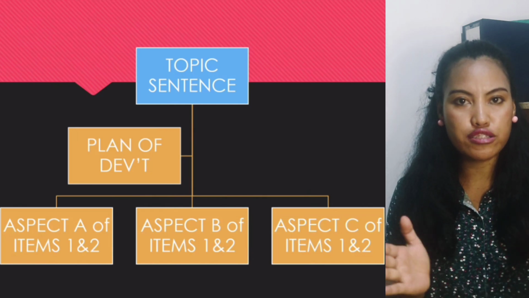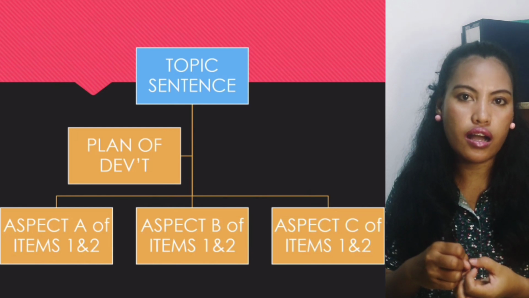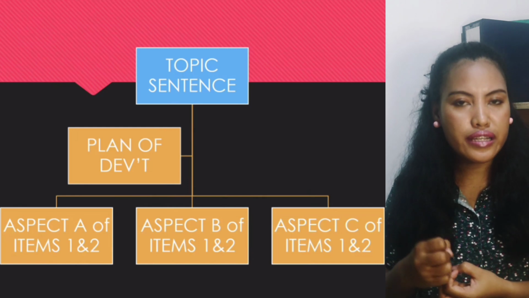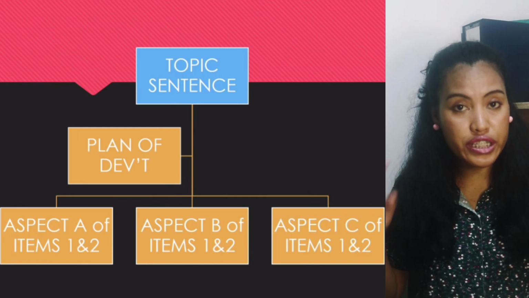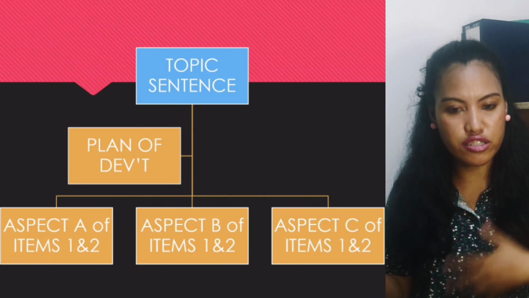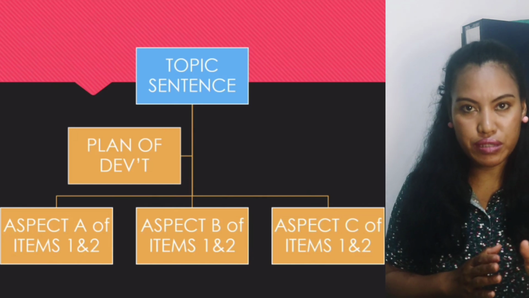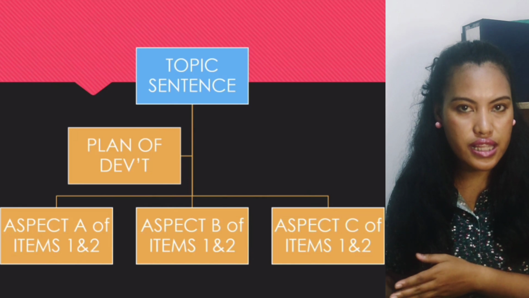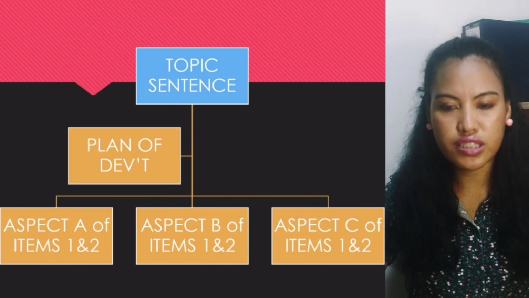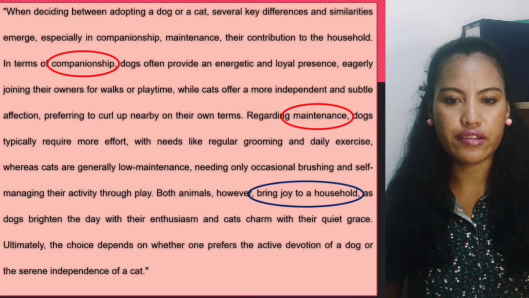Aspect A is the characteristic that will be the focus of your comparison or contrast. The word items here refers to the items that we are comparing and contrasting. So aspect A of items 1 and 2 is expected to be discussed. Then next to that is aspect B of items 1 and 2, and aspect C of items 1 and 2. For example, let's look at our example here.